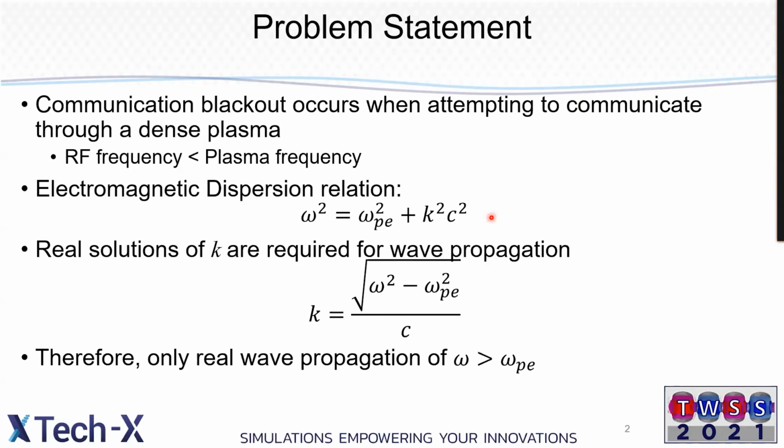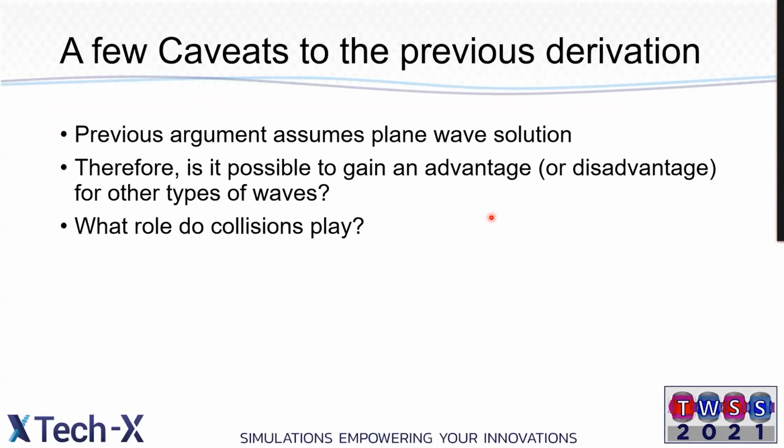I'll introduce a more sophisticated theoretical framework in a bit for investigating what collisions might do. By collisions, I mean any collision, but I'm mainly thinking of collisions between electrons and neutrals in this context.